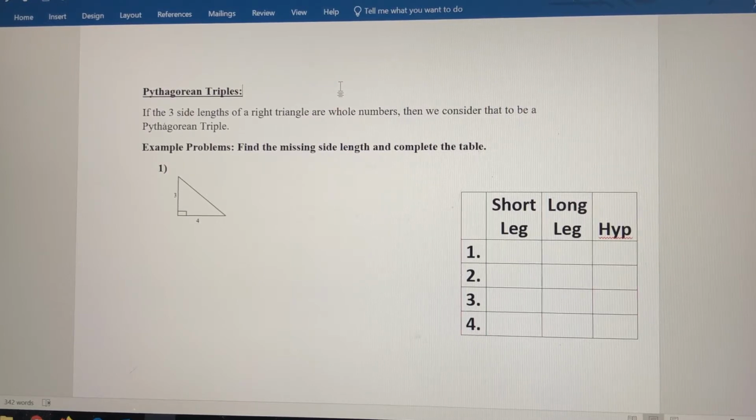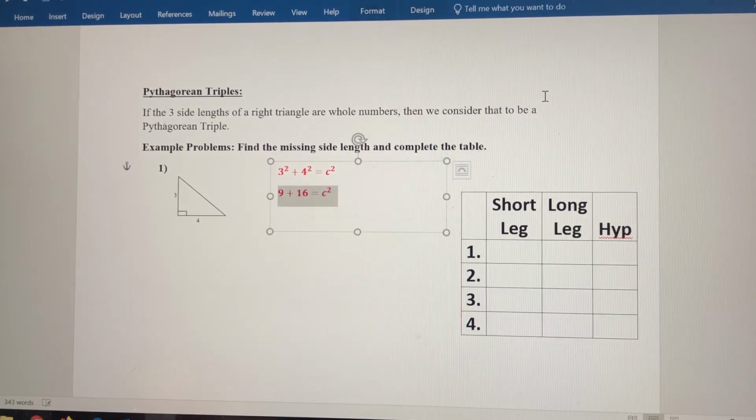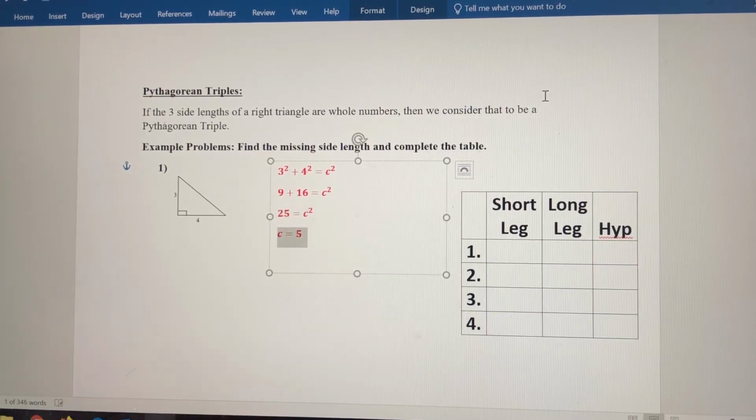So let's look at number one here. The two legs here are 3 and 4, and we need to find the hypotenuse. The side opposite the right angle is the hypotenuse. So we're going to plug those values into the Pythagorean theorem, and we're going to solve for C. So 3 squared is 9, 4 squared is 16. Add those together and get 25. Take the square root of both sides, so the hypotenuse here is going to be 5.